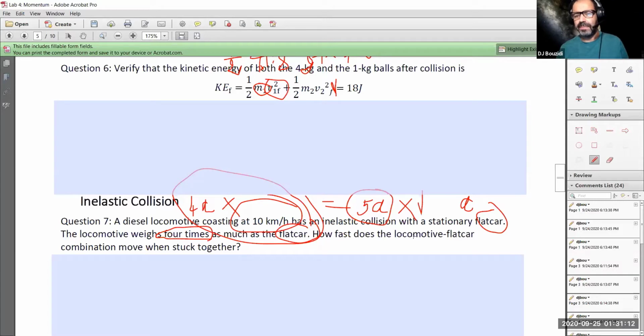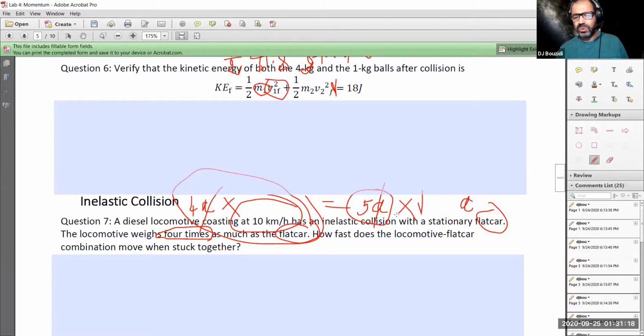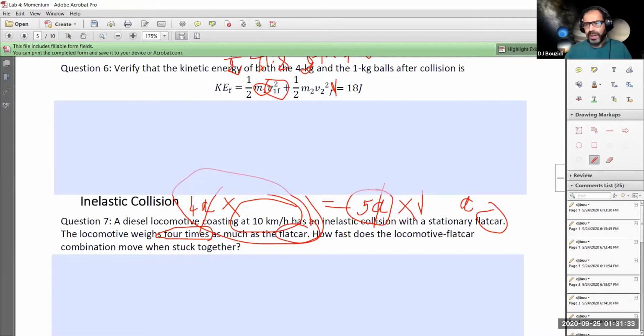Conservation of momentum. Now it doesn't matter what the mass of the car is, so we can cancel it. So 40 equals 5 times velocity. That means the velocity will drop to a new velocity. Instead of being 10 kilometers per hour, it's going to be 40 over 5. What is 40 over 5? 8. So the correct answer should be 8 kilometers per hour.